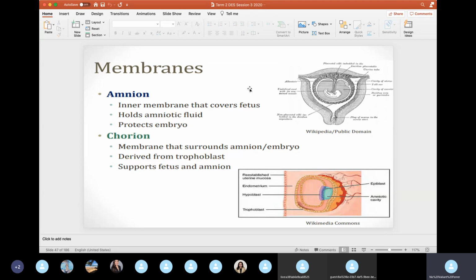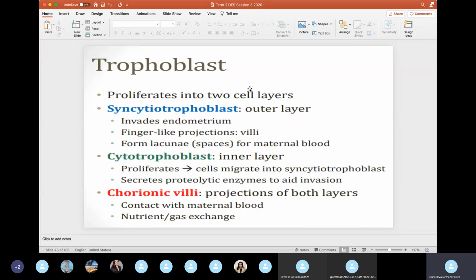When I say amnion, amniotic fluid, protection of the embryo. When I say chorion, trophoblast, supports the fetus. So what is this trophoblast? The trophoblast proliferates into 2 layers, syncytial trophoblast and cytotrophoblast. Syncytial trophoblast is the outer layer. What's the function of the syncytial trophoblast?